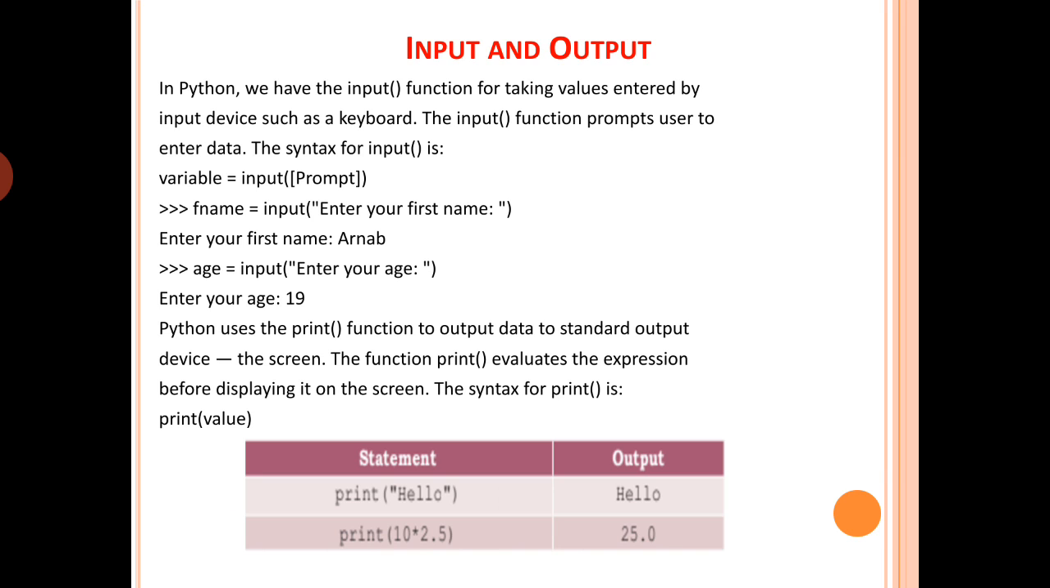Students, here is one more function, that is the print function. Python uses the print function to output data to a standard output device like the screen. The print function evaluates the expression before displaying it on the screen. The syntax for print is print, then within parentheses we write the value or the variable. So here in the example, print hello will print hello on the screen. Print 10 multiplied by 2.5 will multiply 10 and 2.5, and the result will be displayed on the screen.